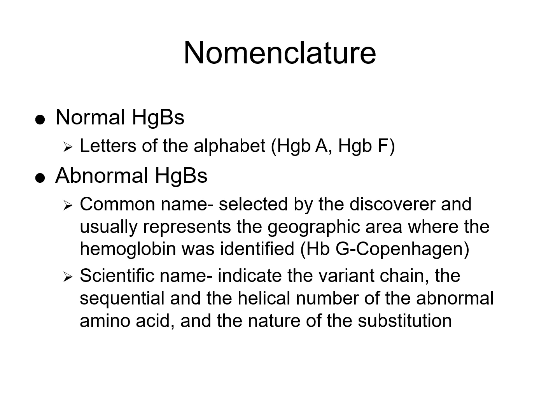But there's also a scientific name, which is more detailed and standardized, and this includes the variant globin chain that's affected, so beta or alpha. And then we'll also have the sequential number of the amino acid residue in the chain. It'll also have the helical position of the abnormal amino acid and the nature of the amino acid substitution, or the original amino acid that was replaced by another amino acid. So an example of a scientific name would be hemoglobin S, which is actually called beta-6 glutamic acid, replaced by valine at position 6 of the beta globin chain.